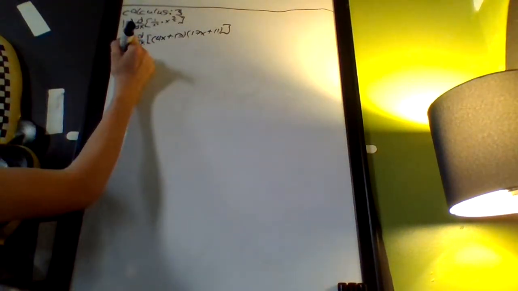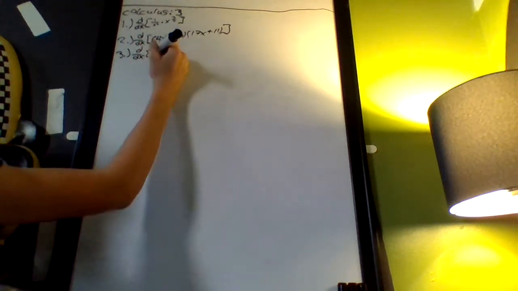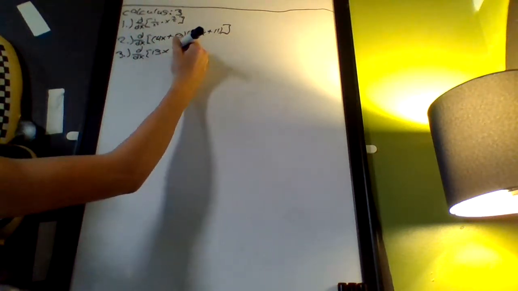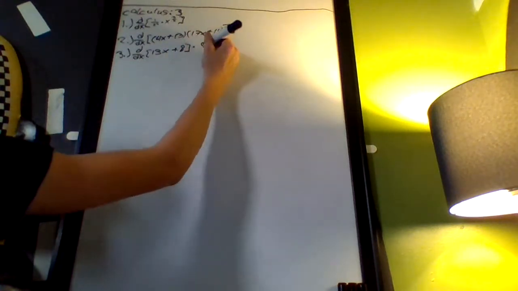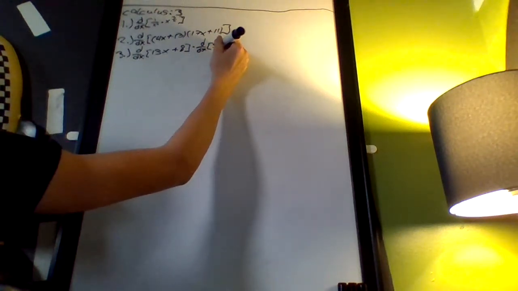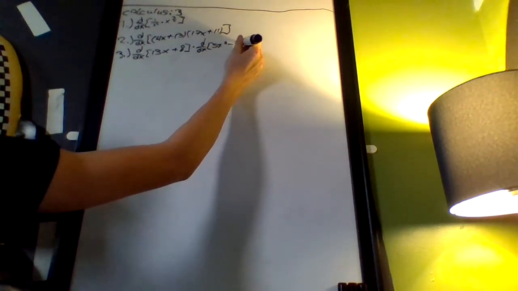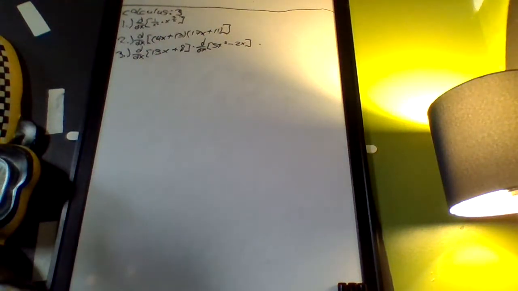And number 3, what is the derivative of 13x plus 8 times the derivative of 5x squared minus 2x? Okay, that's a little different of a problem, but I'm sure you can do it, and we're out.